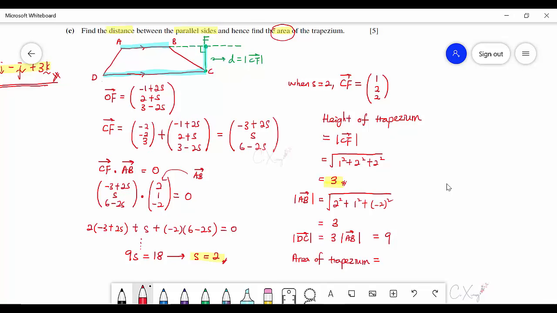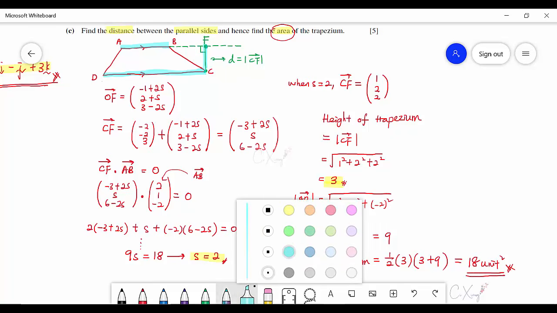Okay, so the area of trapezium formula will be half multiplied by the height of the trapezium and multiplied by the addition of the parallel sides. So the addition of the parallel sides will be 3 plus 9. The parallel sides are AB and DC, so it should be 3 plus 9. After you calculate it, you should get the value 18. So the area will be 18 units squared.